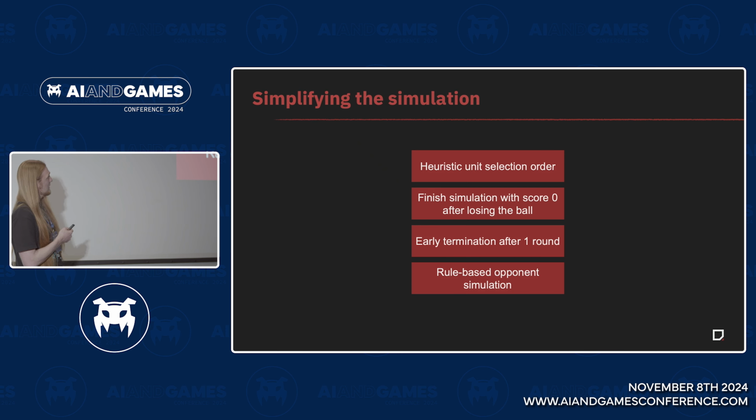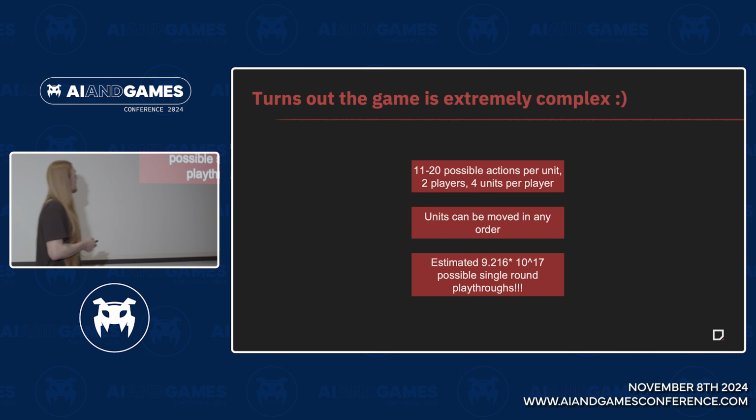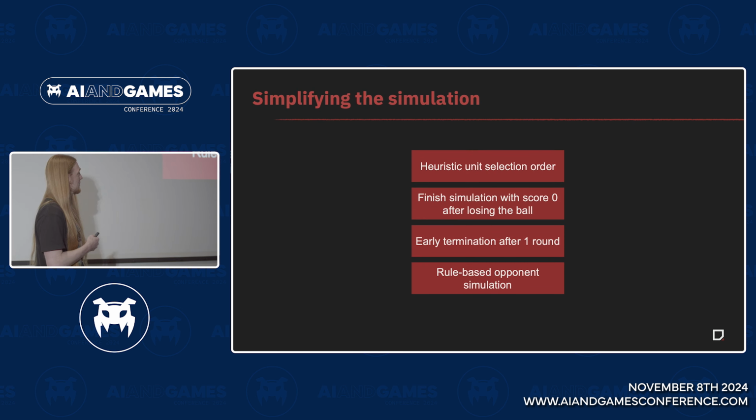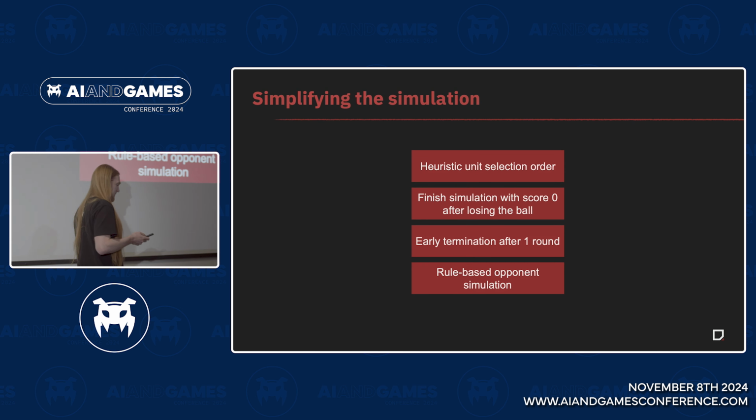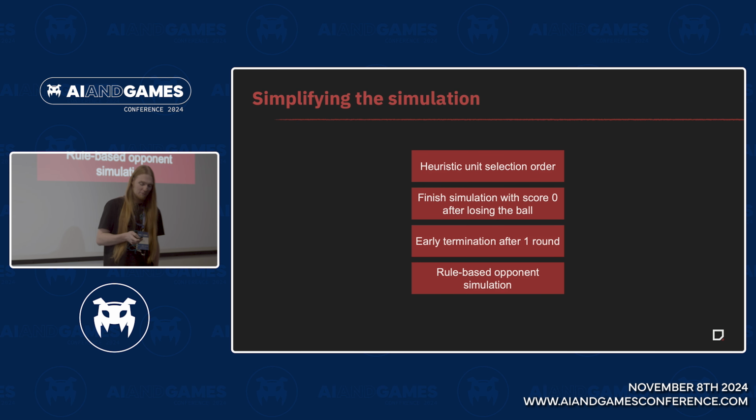This was an easy condition for early termination. If you lose the ball, you just score 0, and that's all. So you didn't have to do further simulations. Of course, we had to do early termination after 1 round, because you can see that even 1 round, meaning my round and my opponent's round, has this degree of complexity. We had to do early termination after that, because going any deeper wouldn't be feasible.